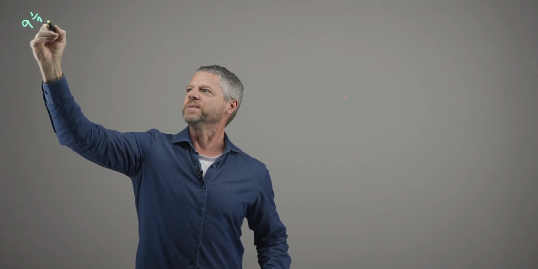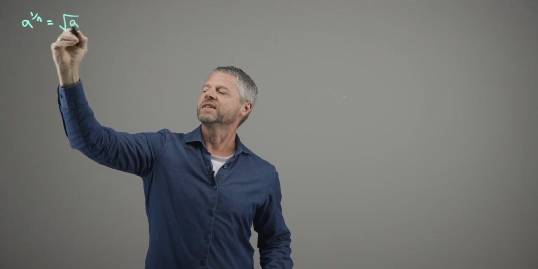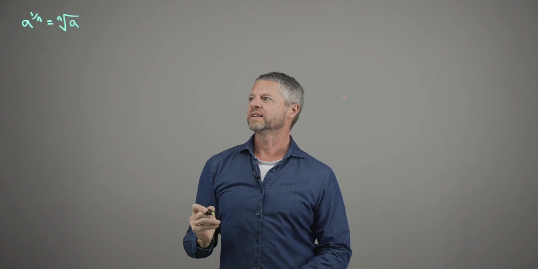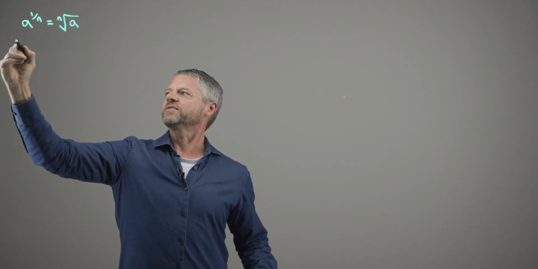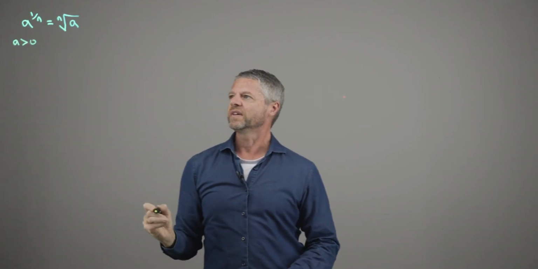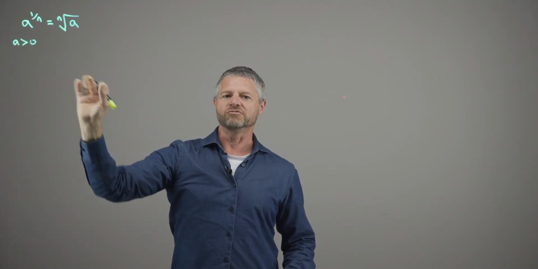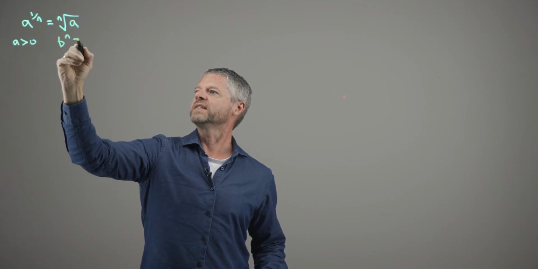If we raise a real number a to the power 1 over n, where n is an integer greater than 1, then we obtain the principal nth root of a, which we write with a radical sign and a small n here. If a is positive, then the principal nth root of a is the real number b, such that b raised to the power n is equal to a.